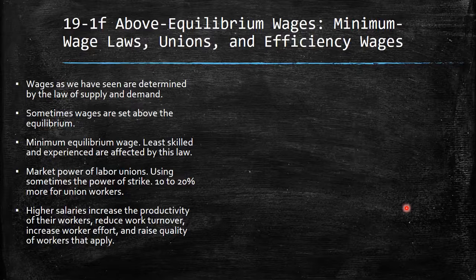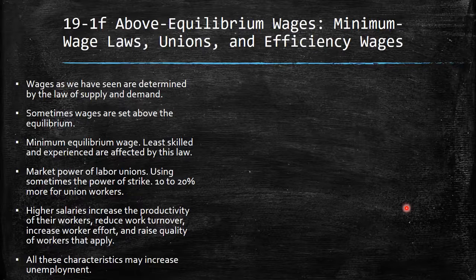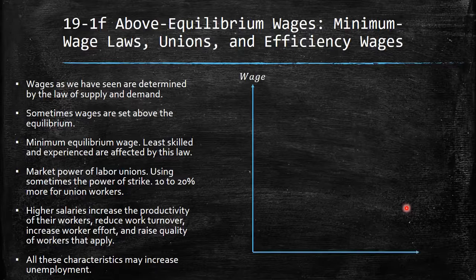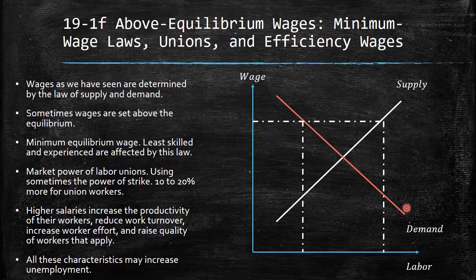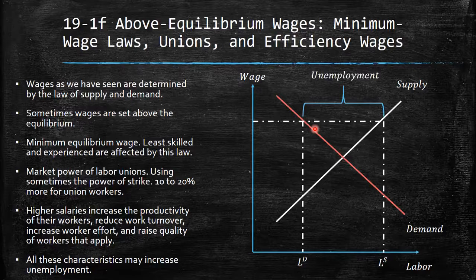So they can reduce, for example, worker turnover, increase work effort, and raise the quality of workers that apply. All these characteristics may obviously increase unemployment. Why? Here we have the wage as the price, the quantity, which is the labor, the supply, and the demand. When the salary is higher than the equilibrium one, this is a disequilibrium because the labor supply is higher than the labor demand. This difference between supply and demand becomes what we call unemployment.